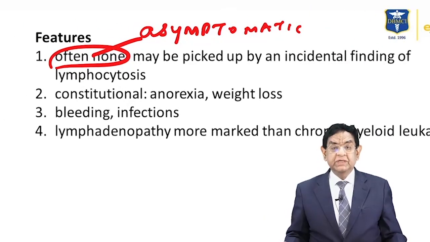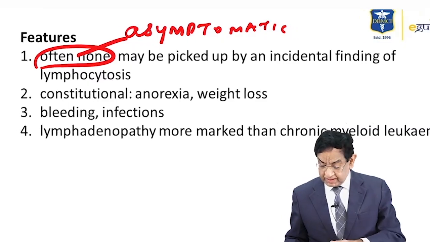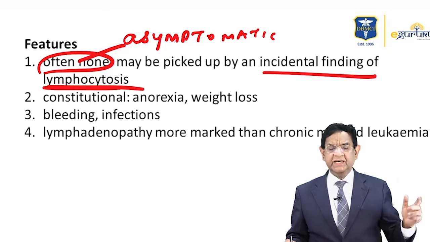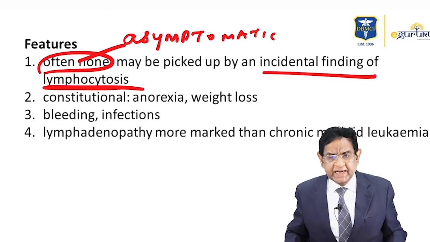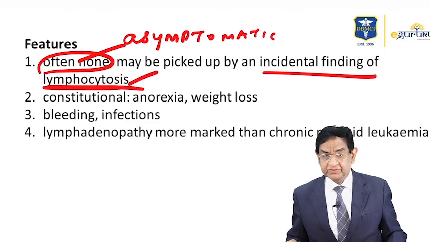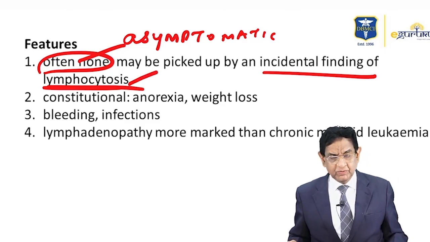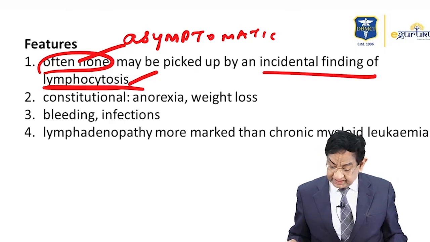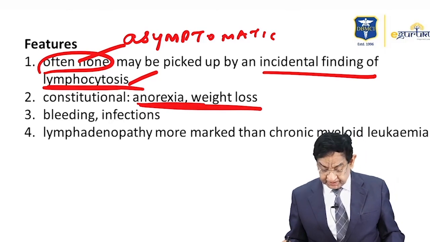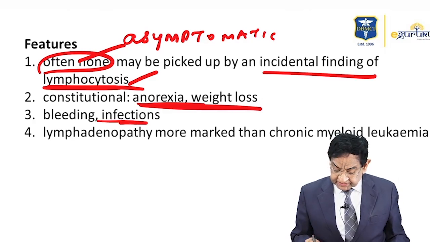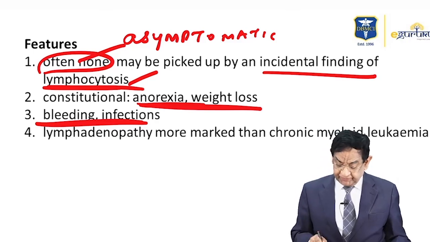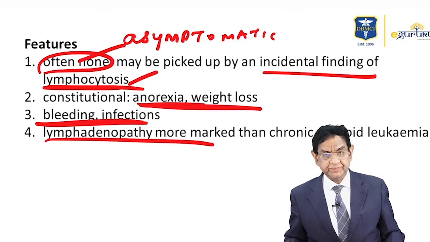So no symptoms, and so they are incidentally picked up due to lymphocytosis. Incidentally, the patient has come for maybe a health checkup and you have done the complete blood count, you find the lymphocyte count is very, very high. Okay, then it is alarming. In addition to that, there may be anorexia and weight loss. Bleeding and infections can occur, and lymphadenopathy is a feature.